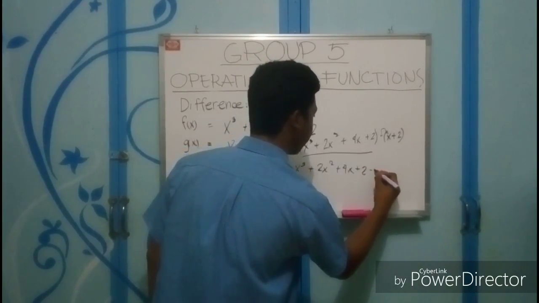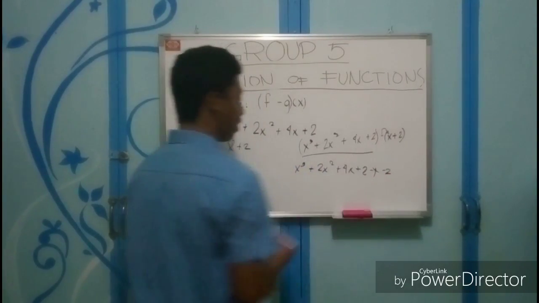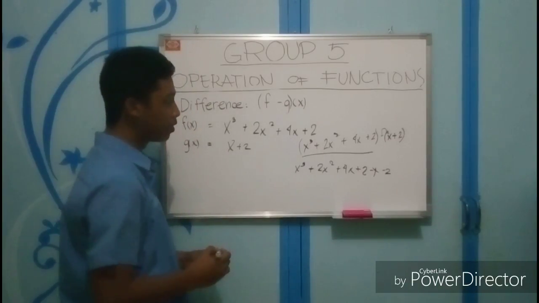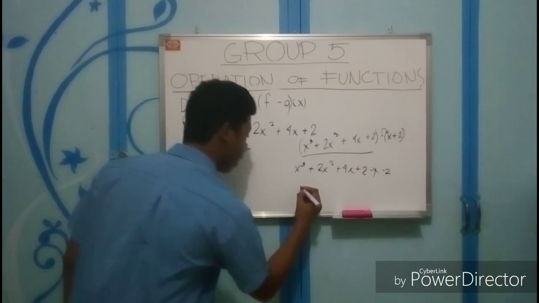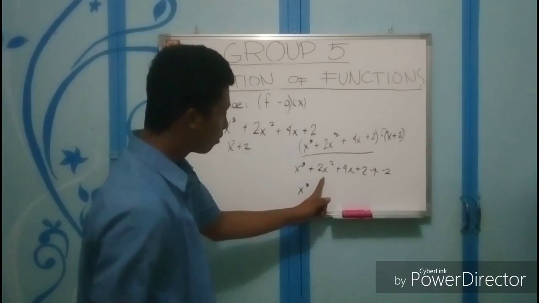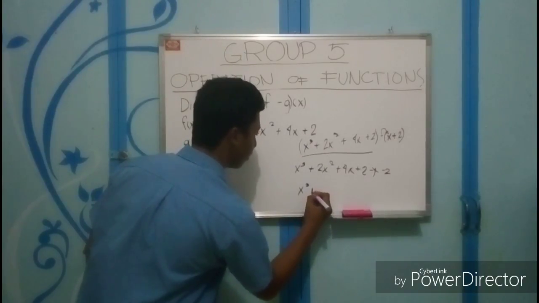Your positive x will become negative x, and your positive 2 will become negative 2. Same as the last example, you copy like terms. Since x cubed has no like terms, simply copy it. Your 2x squared has no like terms, copy it still.